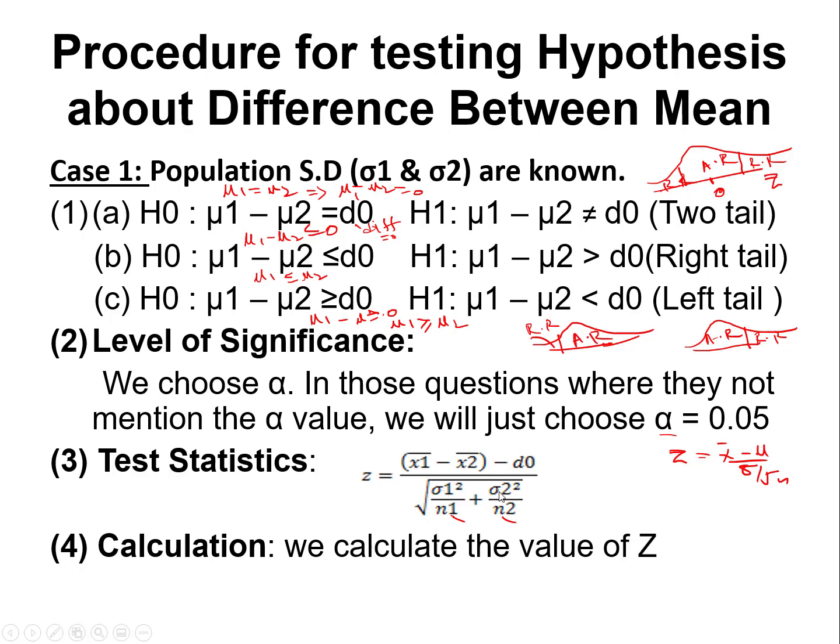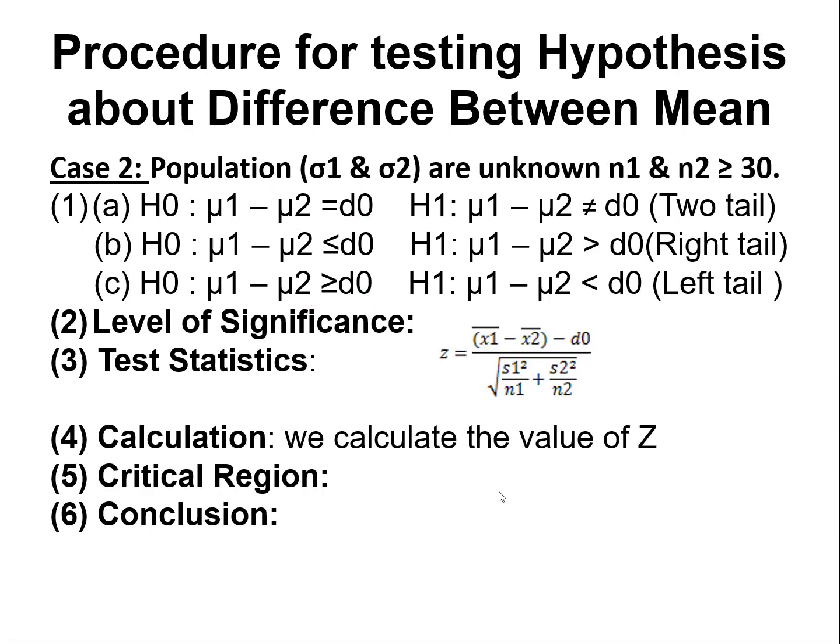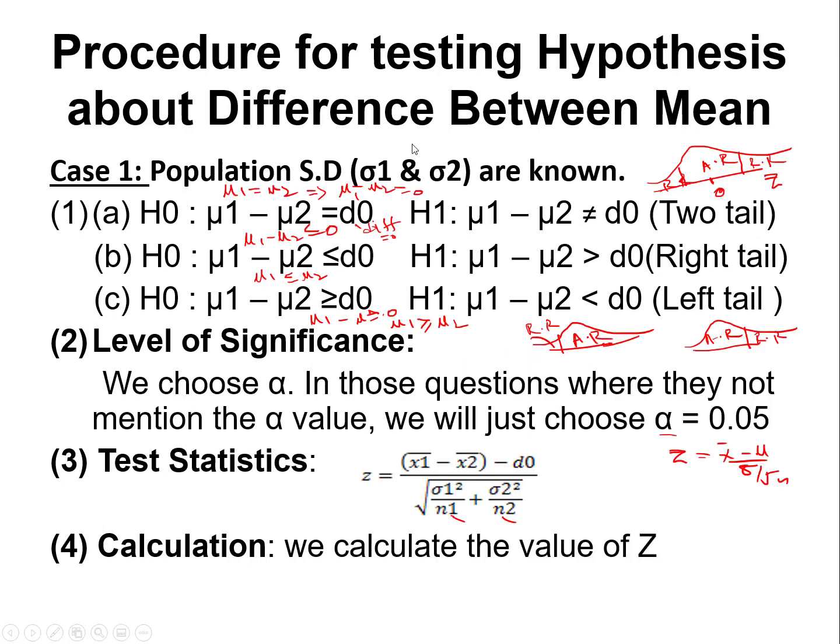Okay. If this is not the case, if the population standard deviations are unknown, and if n1 and n2 are greater than 30, then you can use this formulation: Z is equal to x1 bar minus x2 bar minus d naught, divided by the square root of s1 square by n1 plus s2 square by n2. Here s1 is the sample standard deviation. So both formulations are the same in form. You need to memorize and understand: if the population standard deviation is known, the formula will be this one.